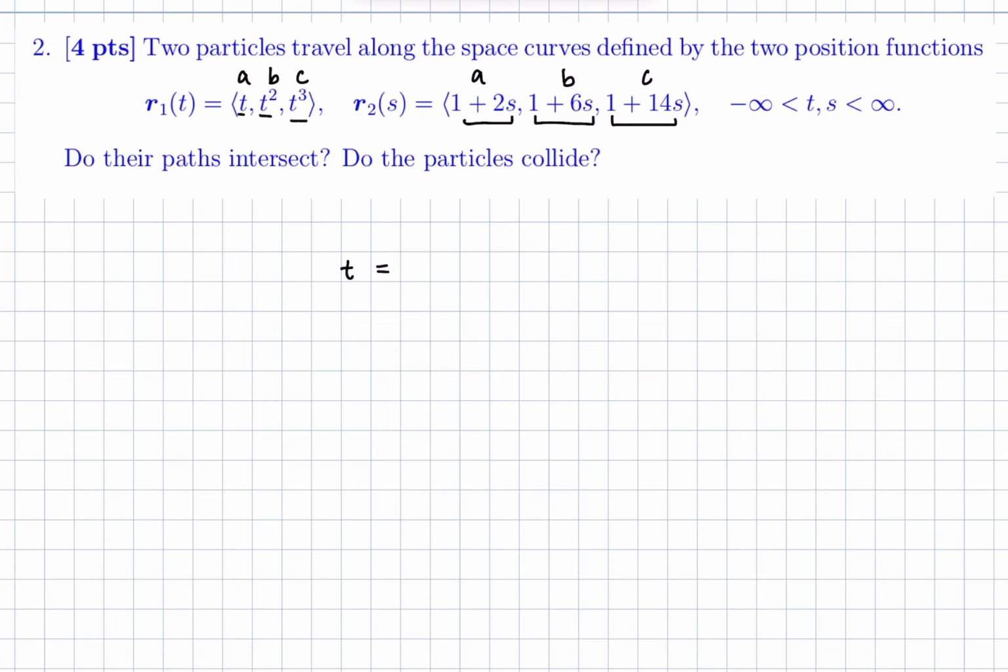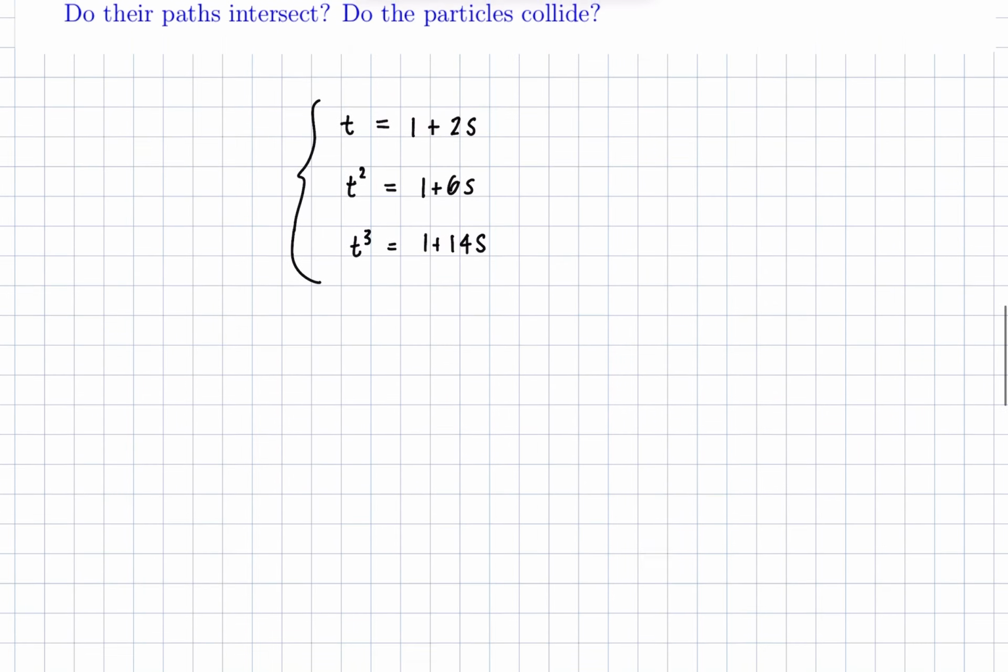So t equals 1 plus 2s. My B's are set equal to each other, so t squared equals 1 plus 6s. And finally, my C's set together give t cubed equals 1 plus 14s. So this is my set of functions, and that creates my system.